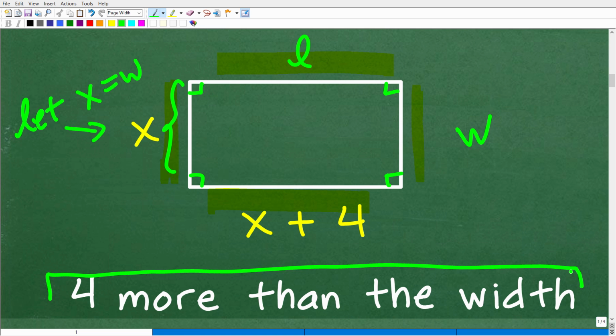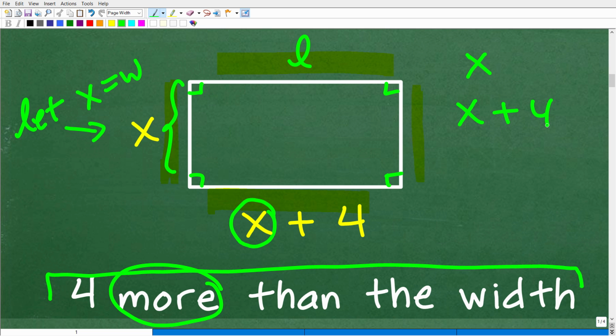have to be very careful here. So if the width is x, the length is 4 more than the width. So let's just quickly review. So if you have x, 4 more than x is x plus 4, okay? That is 4 more, well, let's actually do something different.